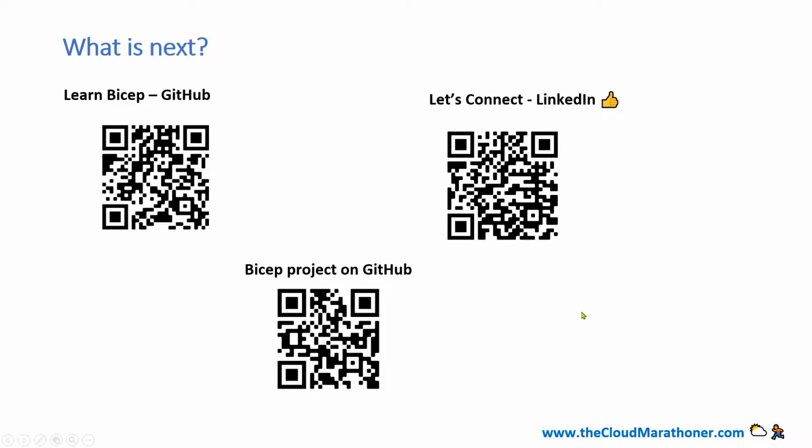Now, of course, what's next, right? What we should do in order to learn and get more information in order to use them starting from this new year, from December, and adding this joy of easy Azure Bicep code into our Azure infrastructure. You can learn that again from the Learn Bicep GitHub, the one that I just showed. This is the QR code. You can get connected with me on LinkedIn. You can check the official Bicep project on GitHub, maintained by Microsoft. And you can also visit my blog, thecloudmarathoner.com, and learn more about Azure Bicep.